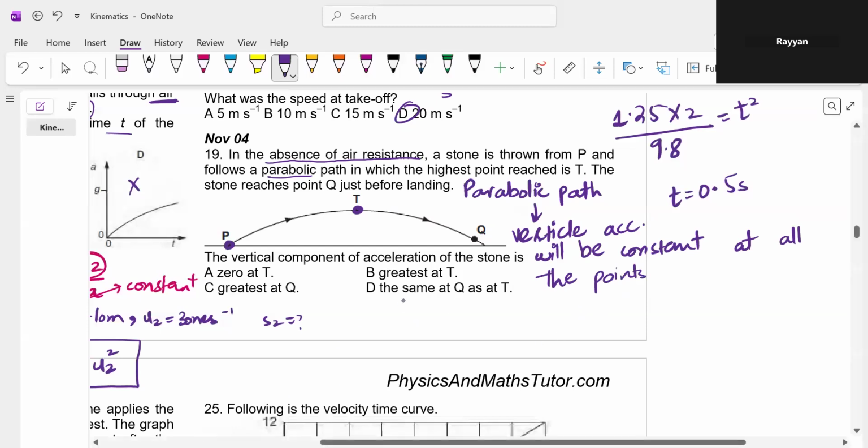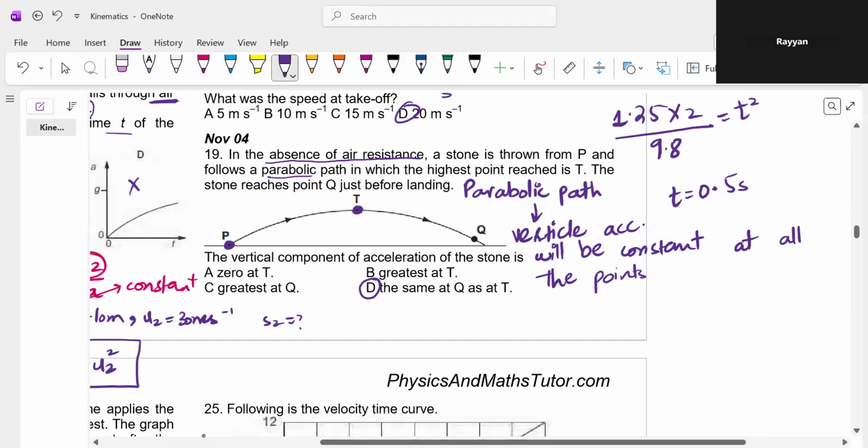So that is why I was saying this option: the same at Q as at T, and it will be the same at P as well. The vertical component will be the same in the parabolic path. For a parabolic path it remains constant. Yes, but I didn't learn this. We will learn this in dynamics as well, and we will do this.